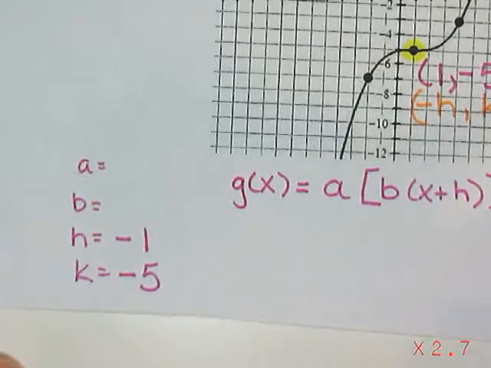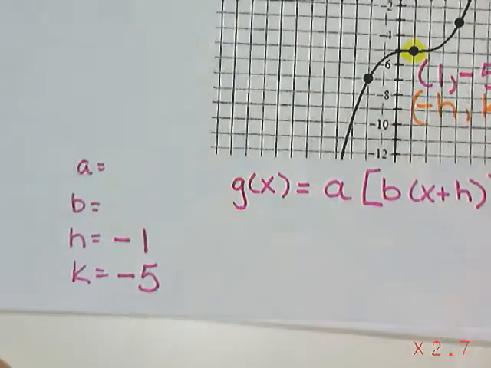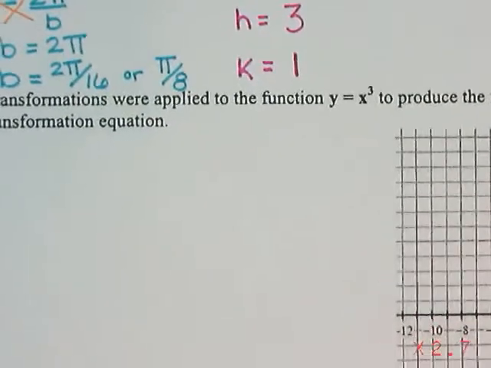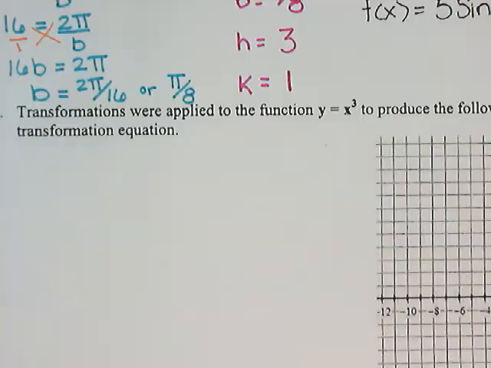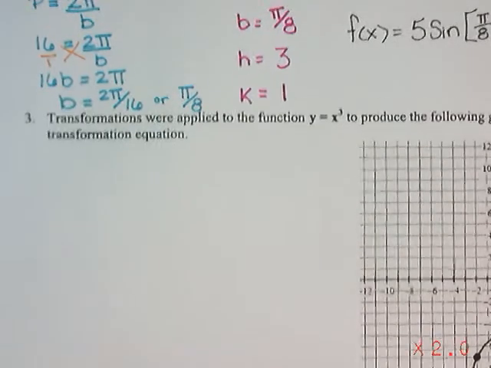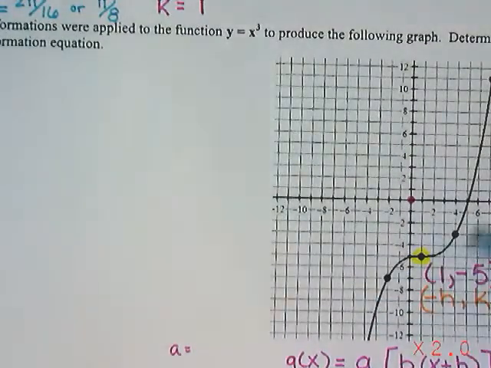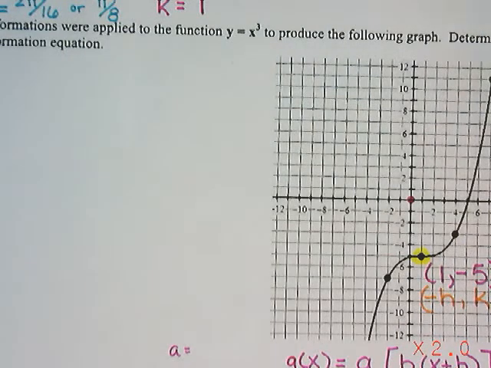Okay, well, we're partway there. We've got our h, we've got our k. All I need to do is figure out whether it has been horizontally and vertically stretched, compressed, or reflected. Now, in order to do that, what we really need to do is take the base function y equals x cubed, and graph it. So I'm going to make myself a table of values of y equals x cubed. I'm going to plot it on the graph, and then I'm going to try to see if I can figure out whether the graph has been stretched or compressed.